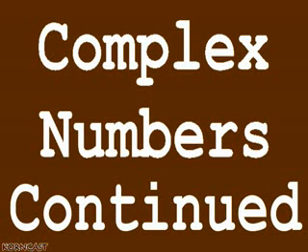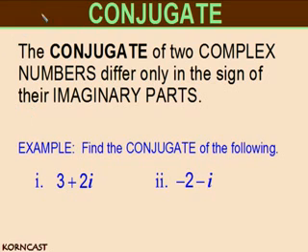Please continue with your learning of complex numbers. Now, one of the important things that we need to take a look at that goes with complex numbers is what we call the conjugate. Take a moment and write this down, please. The conjugates of two complex numbers differ only in the sign of their imaginary parts.